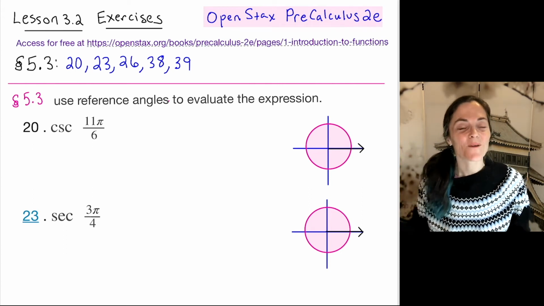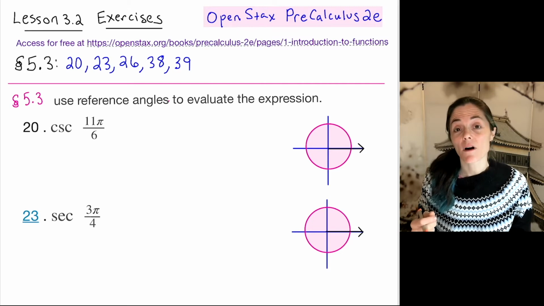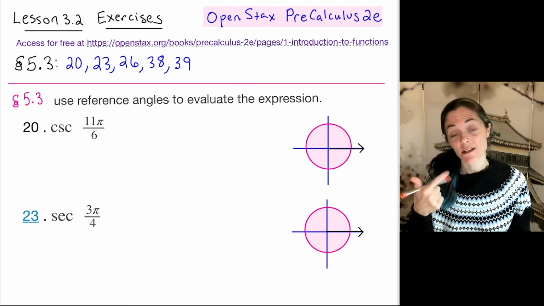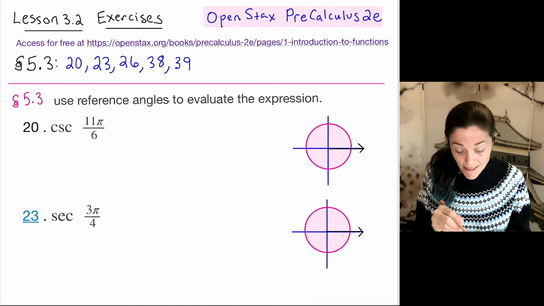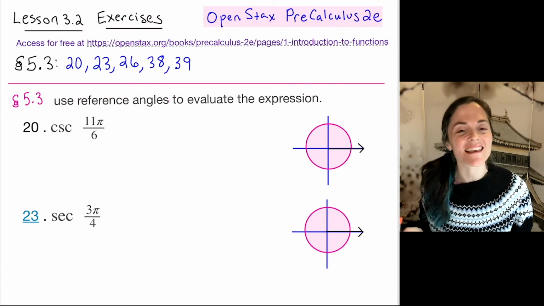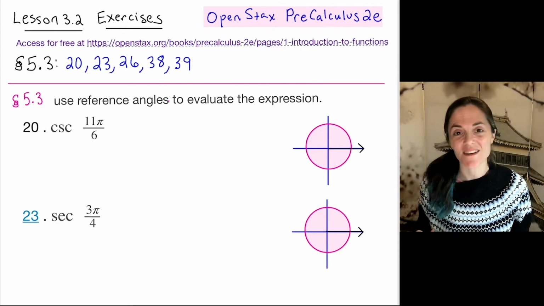We are ready for lesson 3.2 exercises. This lesson involved the other four trigonometric functions: tangent, cotangent, secant, and cosecant. And the exercises I will work are here. So try these. They come from OpenStax Precalculus 2E, and then come back to the video where we'll go over the full solutions.